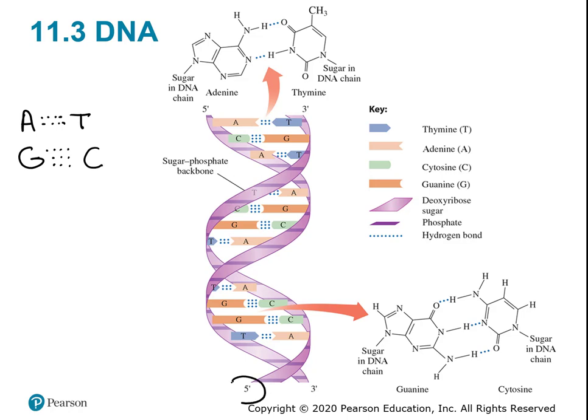The other thing he found is, notice the direction. They said that the direction of the two strands are opposite. And that's the only way they could get the hydrogen bonding to work.